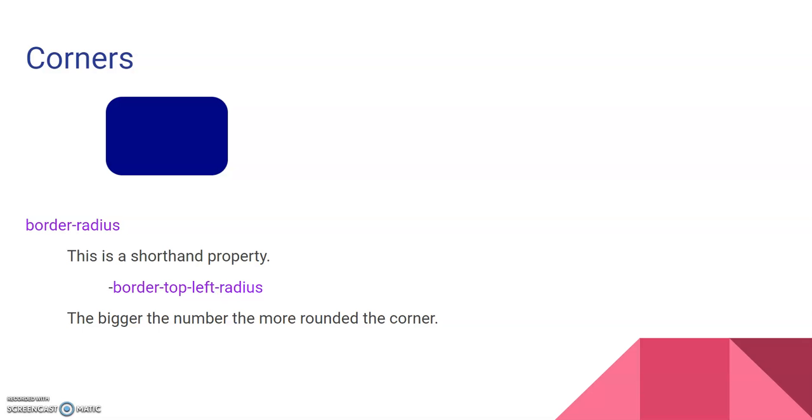Alright, so for corners, there's a property that controls corners with CSS and it's called border radius. Border radius is actually a shorthand property and it wraps up some other properties, and we have an example of one down here called border top left radius. So you can specify each specific corner with properties such as this, or you can use the border radius property and wrap it all into one property. With border radius, the larger the number is, the more rounded the corner will be.